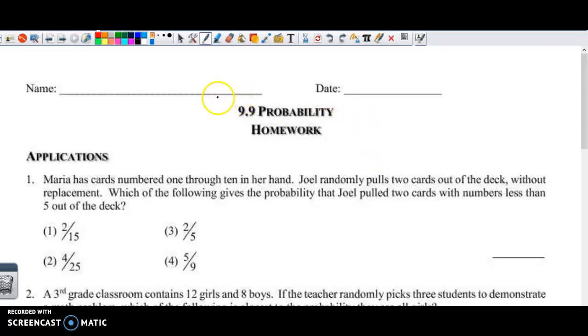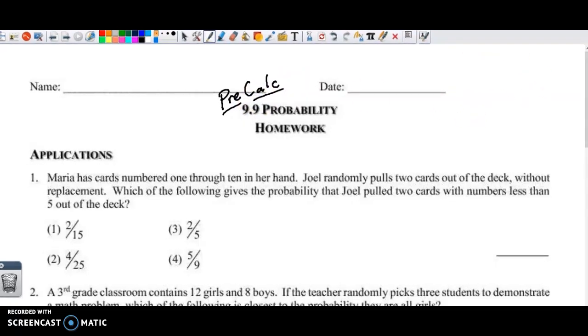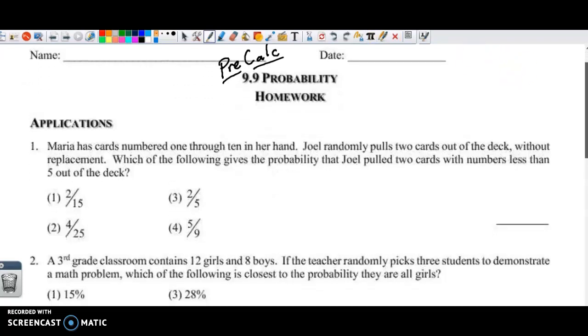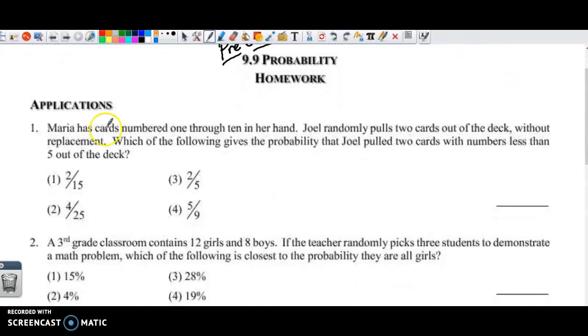Hey Precalc, we're going to start in with probability, section 9. I hope this one's relatively short. I know we've had some pretty lengthy videos lately as we finish up the school year.